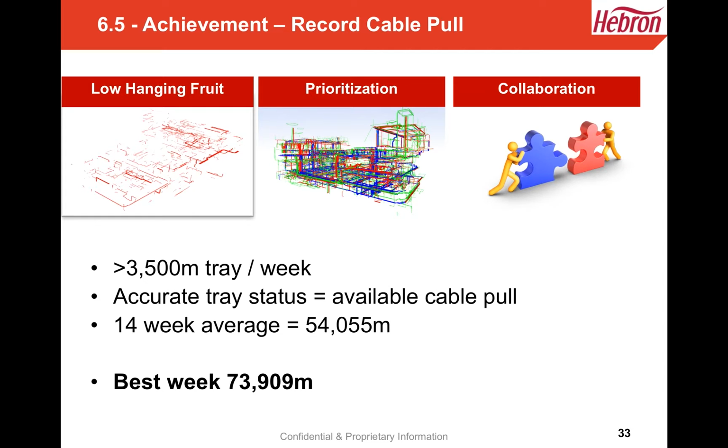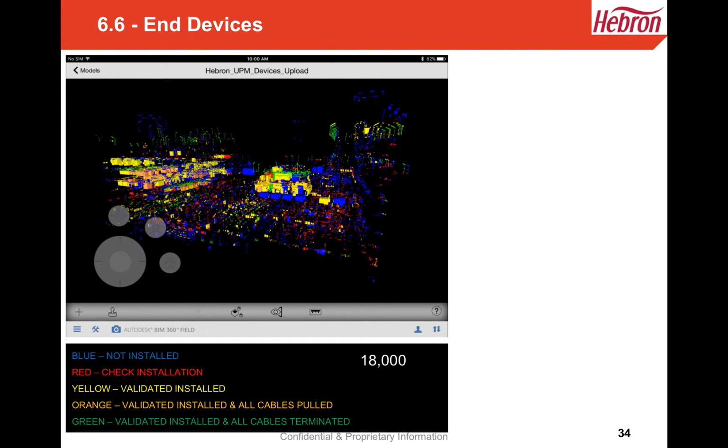So after the early part of tray validation was such a success, we looked at seeing how we could apply this to the next phase, which was end devices. So when we look at the end devices, we said we had 18,000 end devices. The difference with end devices was the contractor actually reported which ones they had installed.